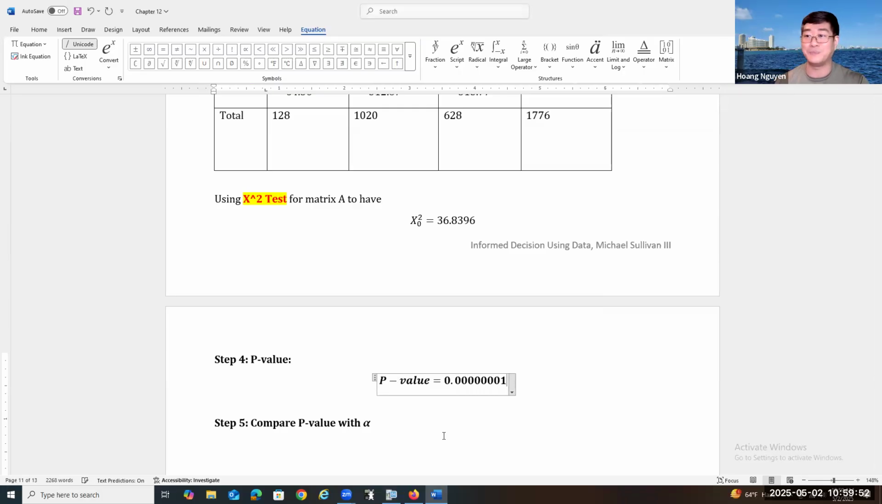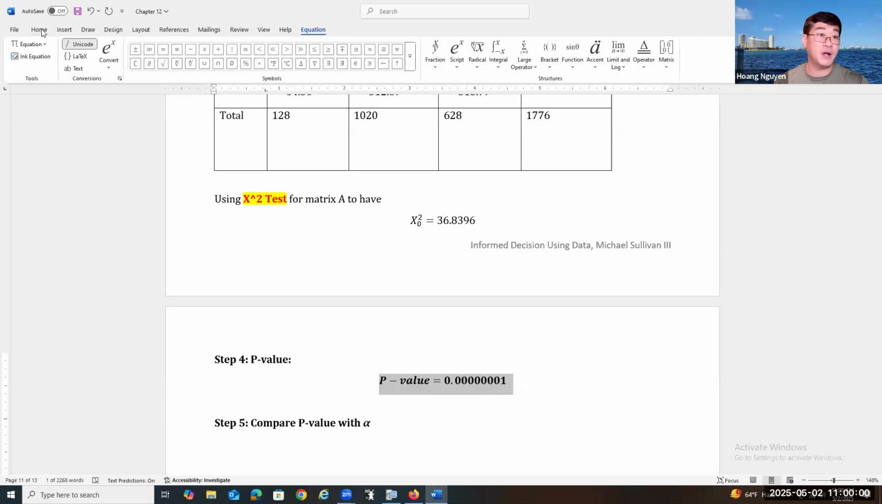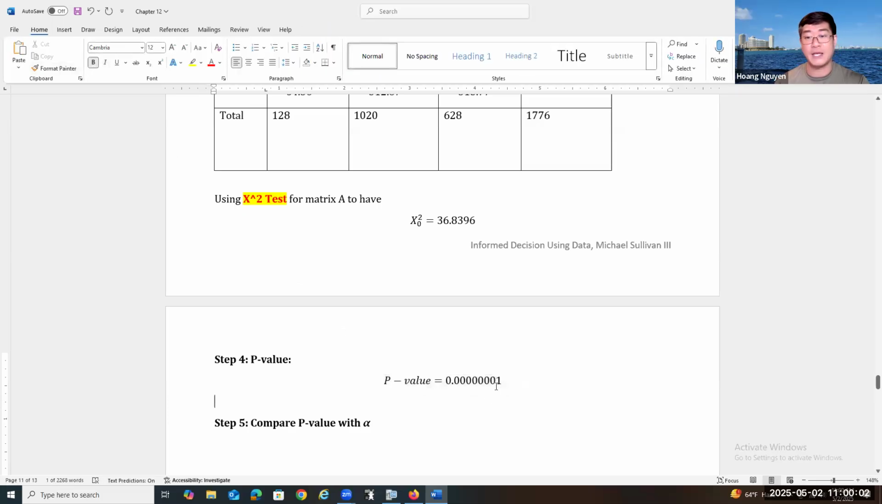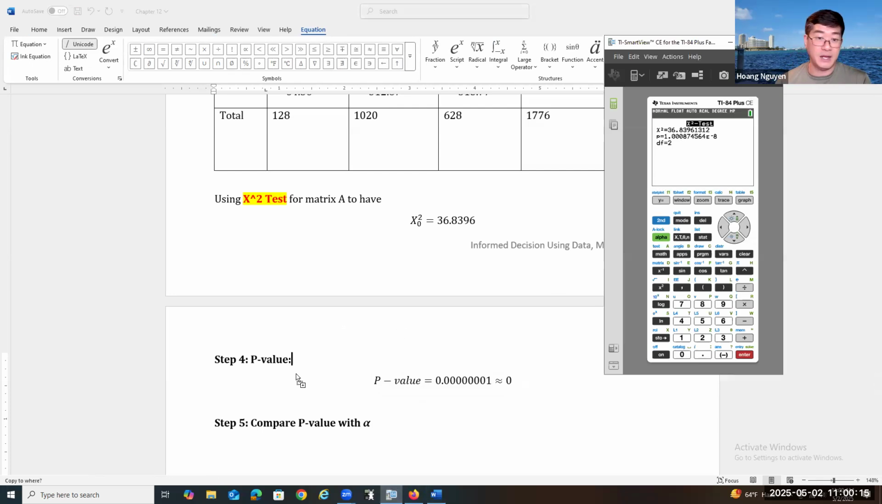0.00000001 and so on. So I can say that this p-value is very small, right, everyone? Because it has a lot of zeros before the non-zero digit. So I can say that this p-value is approximately equal to 0. So the p-value is actually approximately equal to 0. This p-value is very small from the calculator.